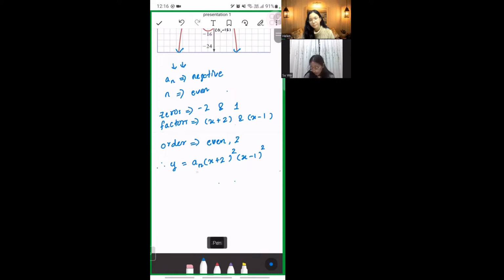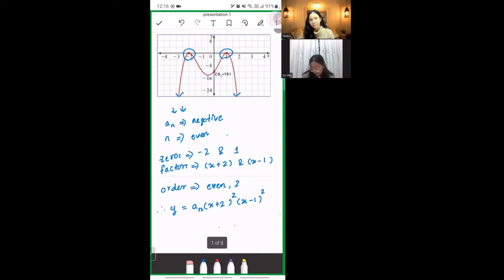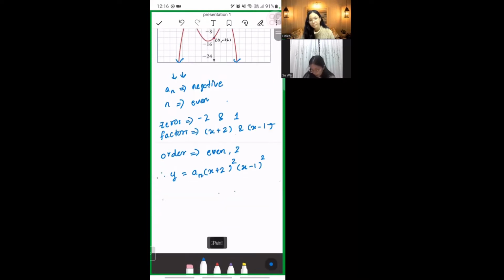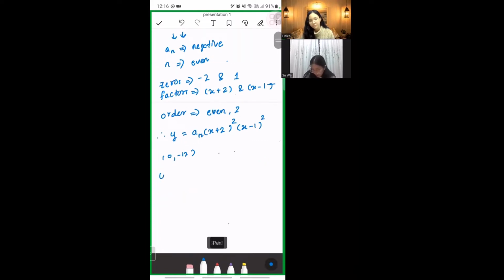To find the leading coefficient, we can see that there's a point given on the graph. This is (0, -12). By looking at this point, we can find a. This means that when x is equal to 0, y is going to be -12. So we substitute -12 for y and 0 for x. It's going to be like this, and we can get a from this. a is going to be -3.